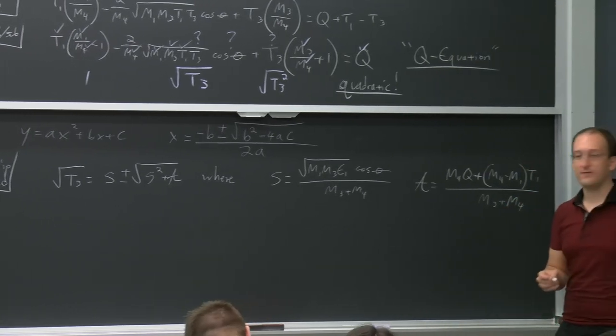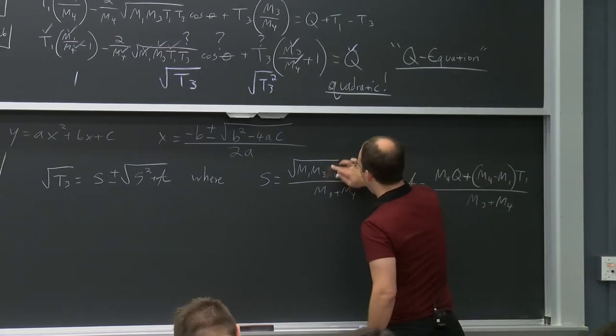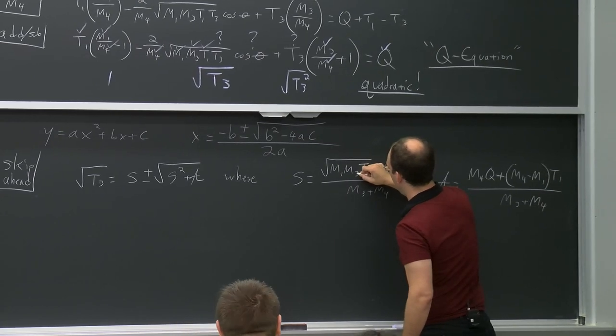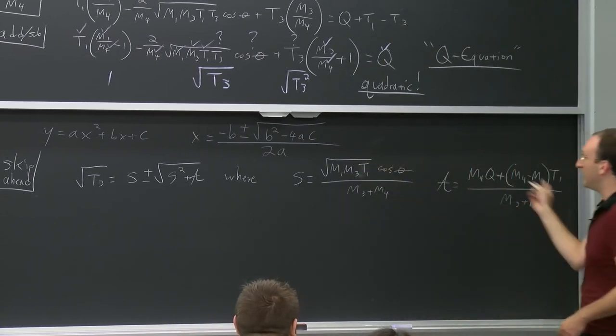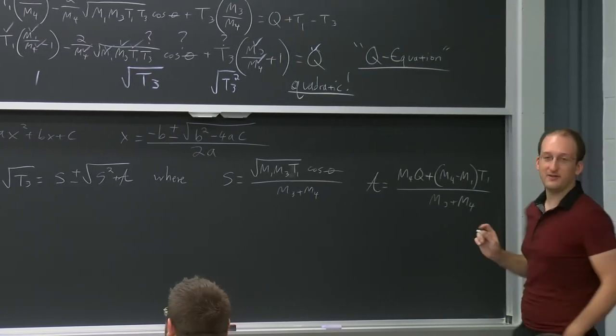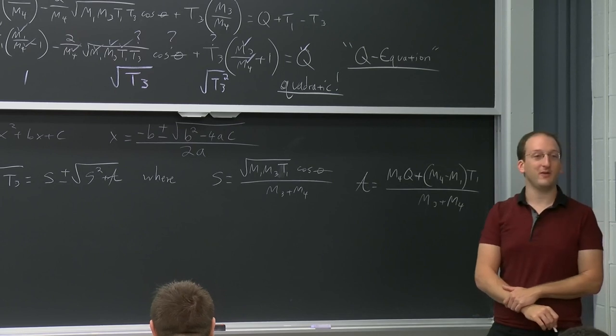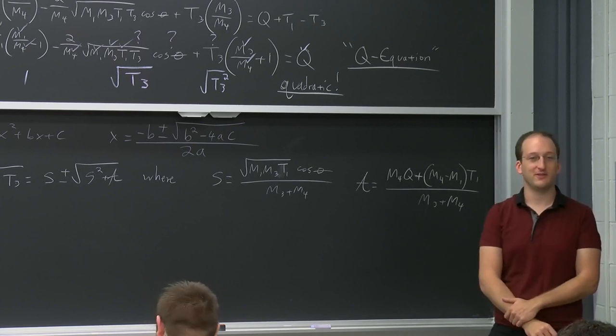Yep? Where did the E come from? The E. Oh, I'm sorry. That's a T. Thank you. Kinetic energy. Again, we should be consistent with symbols. And I don't see any other hanging E's. Good. Thank you. So any other questions on the derivation as we've done it? We managed to do it in less than four boards. There we go.